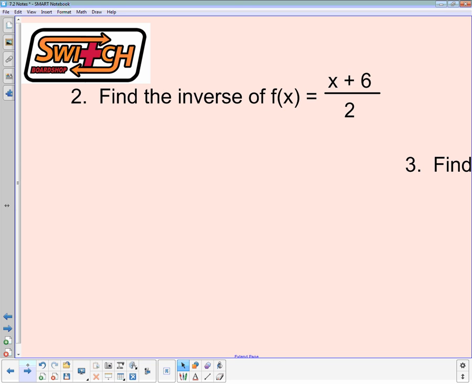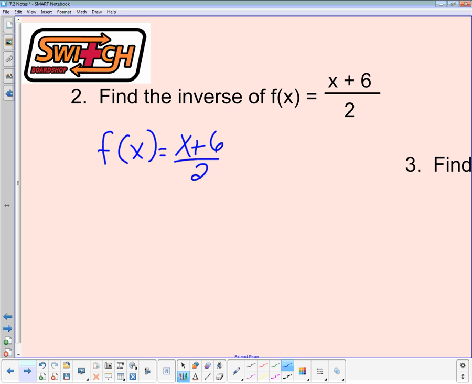We'll do one example together. We're finding the inverse of f of x equals x plus 6 over 2. We're going to switch our x and f of x values, and then solve for f inverse of x. Rewriting our problem, f of x is equal to x plus 6 over 2. The first thing we do is switch f of x and x. So now we have x is equal to f of x plus 6, all over 2. And this is the inverse, so this is really f inverse of x.